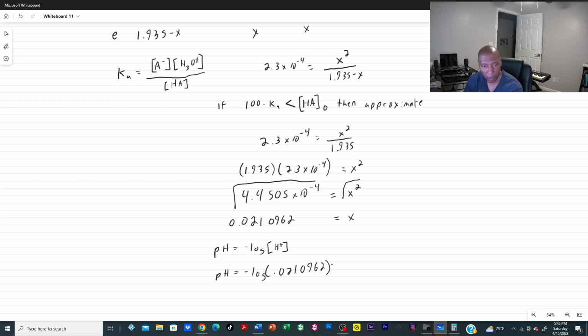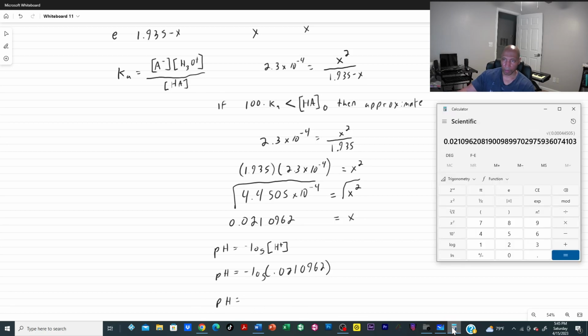So again, I will say pH is equal to the negative logarithm of my H plus concentration. Okay, so that means pH is equal to the negative logarithm of 0.0210962. And of course, we want to report this to the correct number of significant digits after we get the negative logarithm of this number. So let's see what we have right here, 0.021. Okay, so I'm going to get the logarithm of this number, pow. Get the negative of that number, pow.